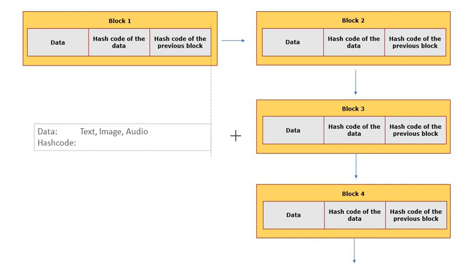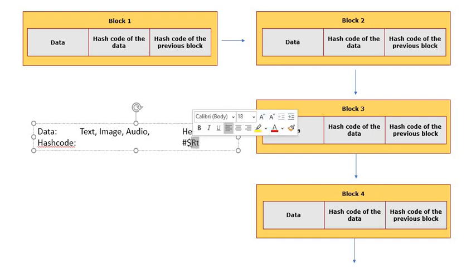The second field over there is the hash code of the data. Hash code is nothing but a unique representation for the data that we have stored in the block. For example, assume that the data we are storing is hello, and the equivalent hash code for that may be something like this. You will have an equivalent representation for the data that we are storing. That's what we call hash code.